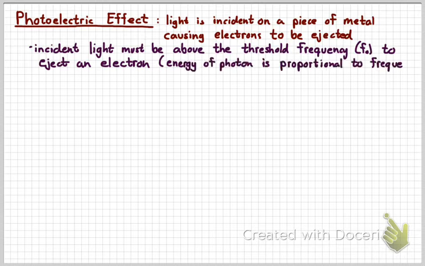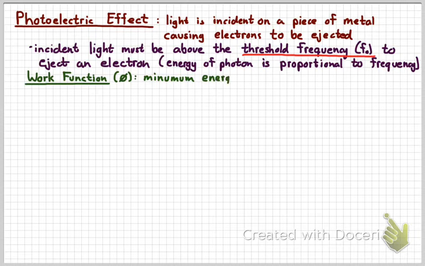Now, remember from our waves unit that the energy of light is proportional to frequency. The term photon, we'll define later on, refers to a packet of light or a particle of light. We needed Albert Einstein to explain the photoelectric effect. He explained it in terms of a particle. The work function of a metal, which is given the Greek letter psi, is the minimum energy needed to remove that electron. So it's basically related to the threshold frequency.